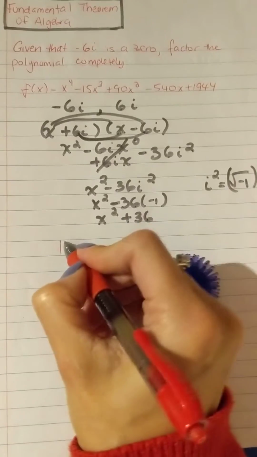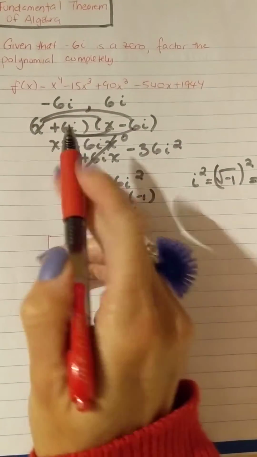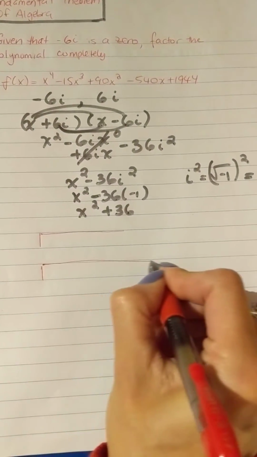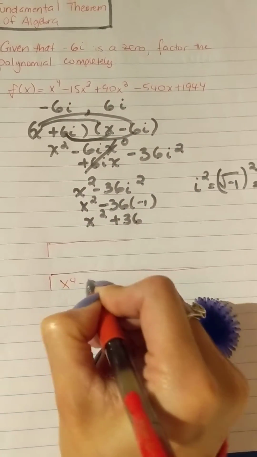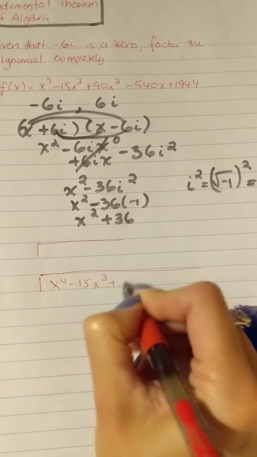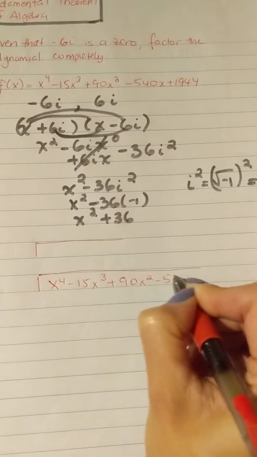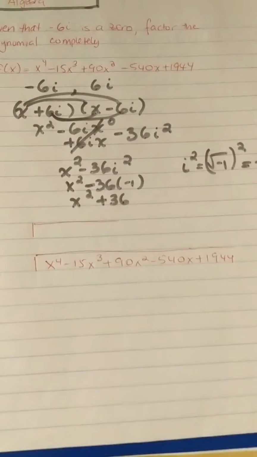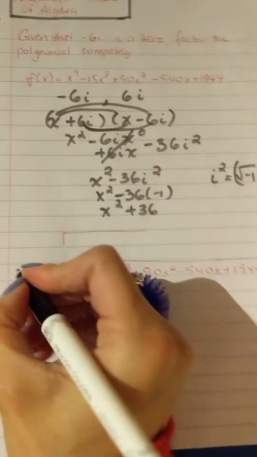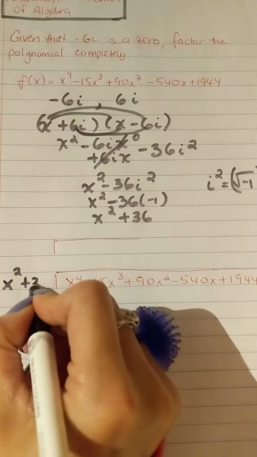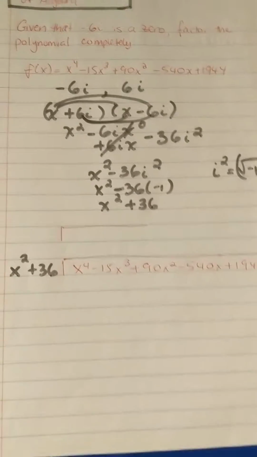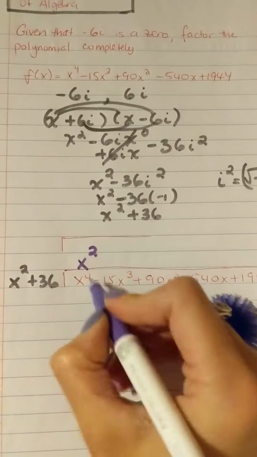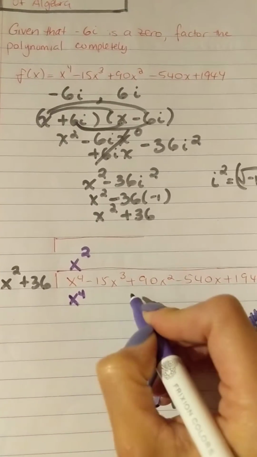Inside the division, I'm going to have my full polynomial f of x. Actually, let's put it down here and give ourselves a little bit more space. So we have x to the 4th minus 15x cubed plus 90x squared minus 540x plus 1944. Let's put x squared plus 36 as the divisor and find our quotient. So x to the 4th divided by x squared, I have x squared. Multiplying back, I have x to the 4th plus 36x squared.